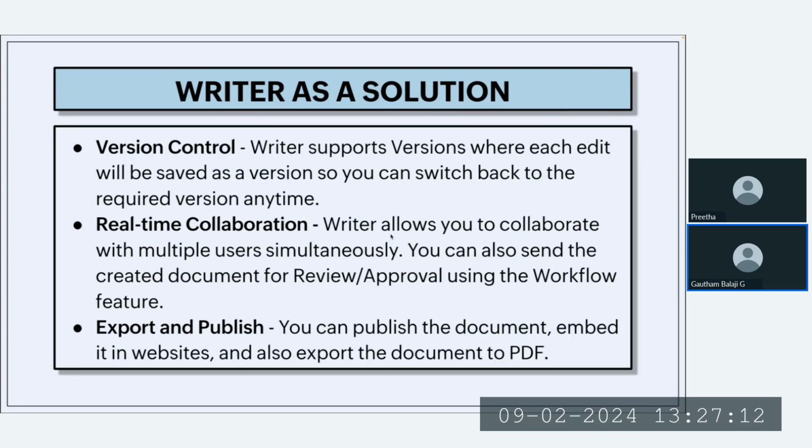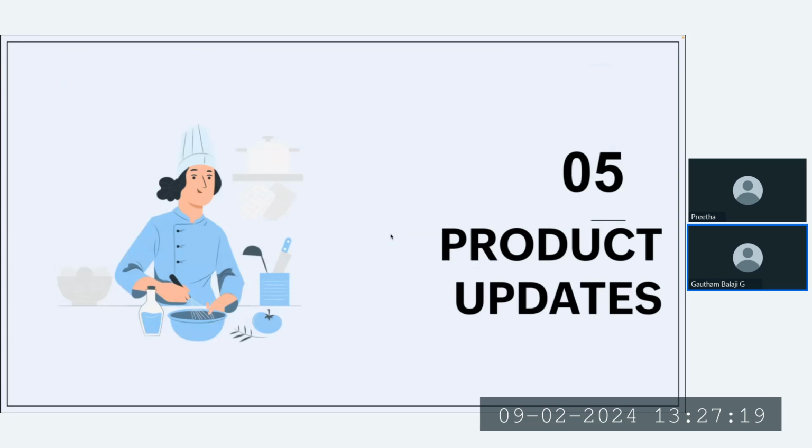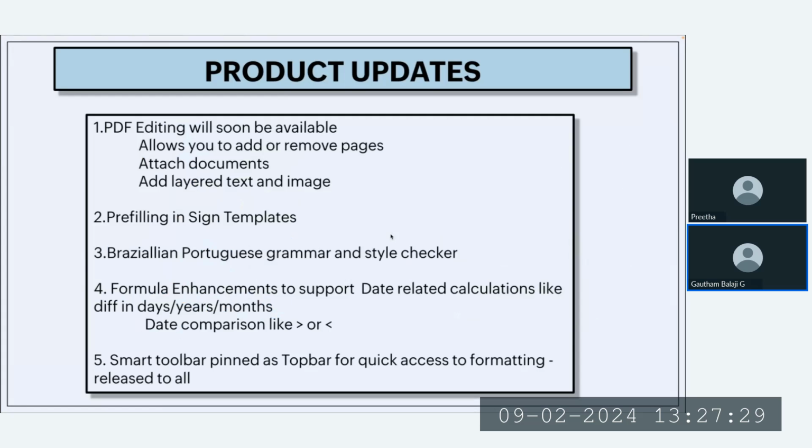We talked about export and publish. You can export the document in PDF and also publish the documents or embed them in your sites. That's almost the end of the session. Now we are going to discuss the product updates that we have planned. Zoho Writer will be allowing you to edit the PDF files that are uploaded into Writer. Using the PDF editor, you can easily remove or add pages to a particular PDF, and you can append documents into the PDF.